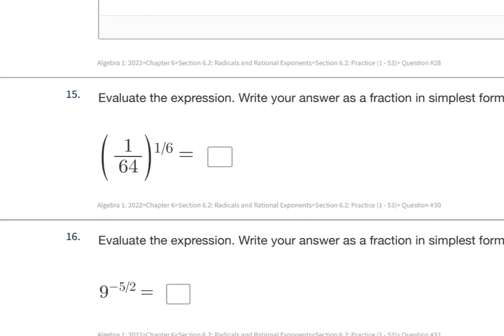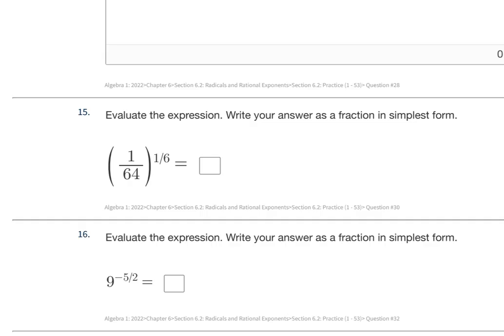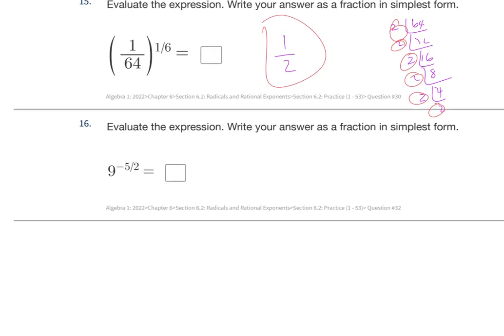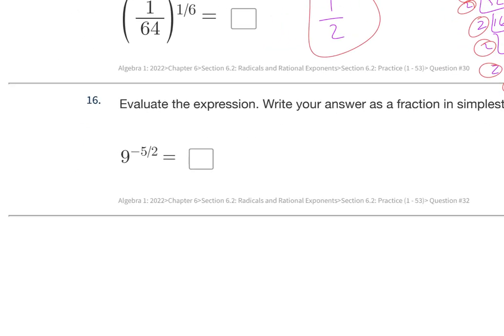Evaluate this expression. 64 to the 1/6 power, I think it's just 1/2, but it's because 64 divided by 2, you get 32. Divide that by 2, you get 16, 8, 4, 2, 1, that's 1, 2, 3, 4, 5, 6. Yep, that's it. 1/2.